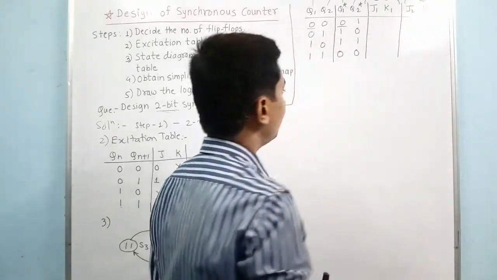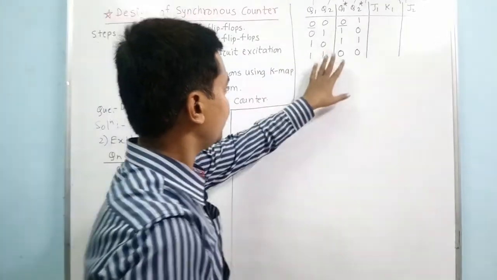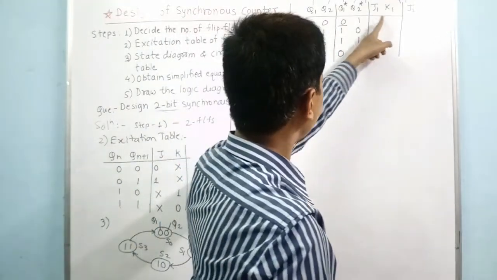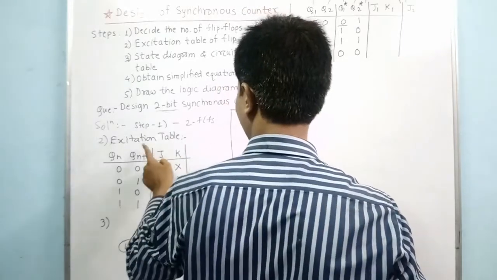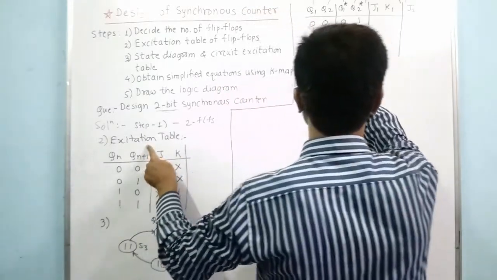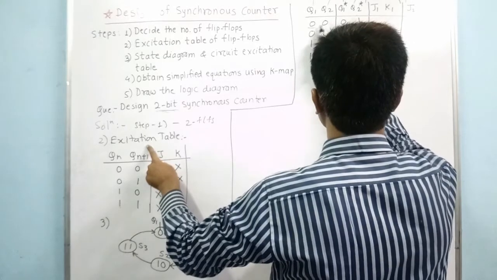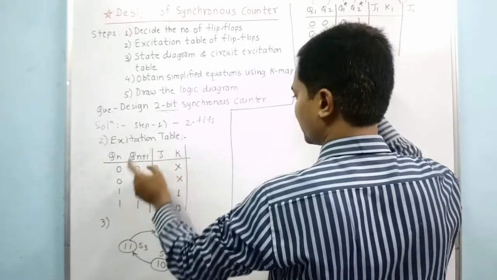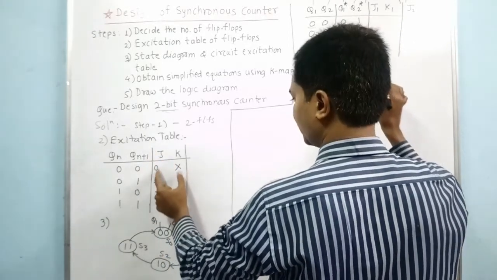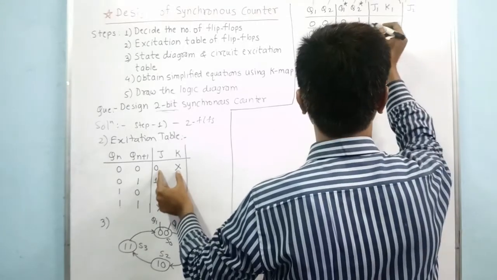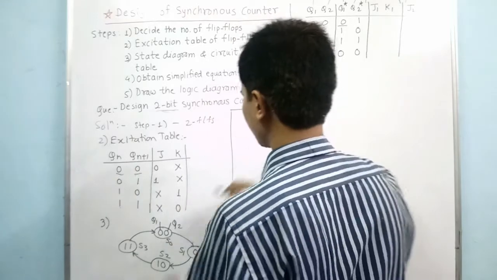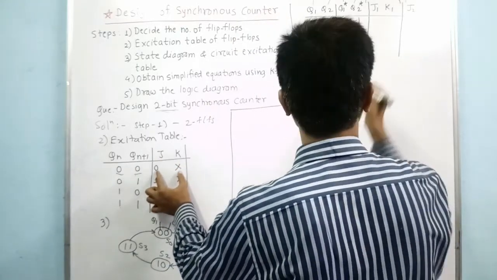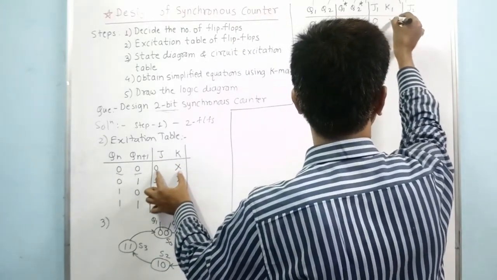Okay, so see, for finding out J1 K1, we have to just refer to the excitation table here. For the 0 0 condition, what is the excitation table? 0, don't care. Okay, so 0 0 means I am talking about these bits, 0 0. So J and K will be 0x, 0 don't care.